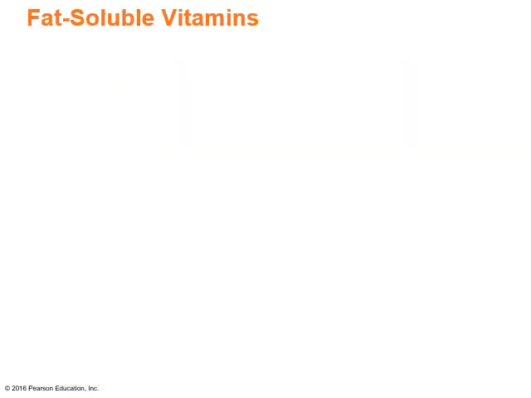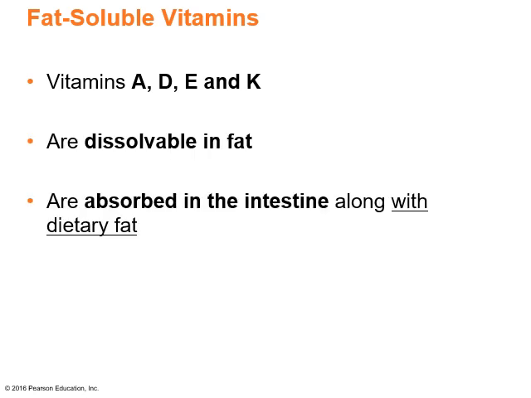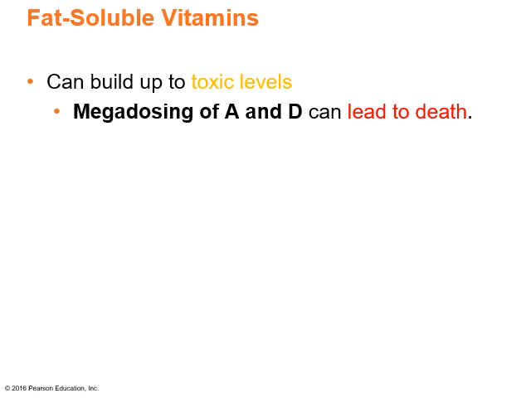Let's start with your fat-soluble vitamins. We've gone over this before. That's vitamins A, D, E, and K. These dissolve in fat, and they are then absorbed in the intestines along with dietary fat. These can also be stored in the body for use at a later time. Now, being that they can be stored in the body, so that means we will hold on to them, they can potentially build up to toxic levels.